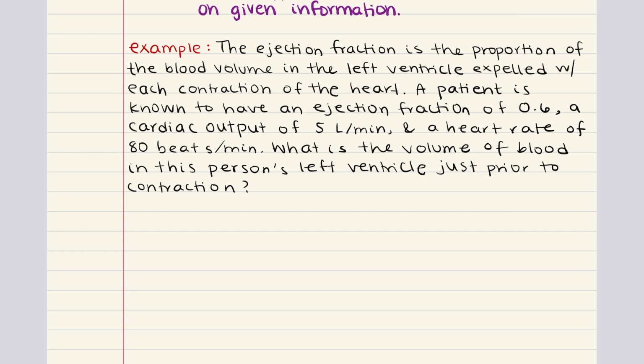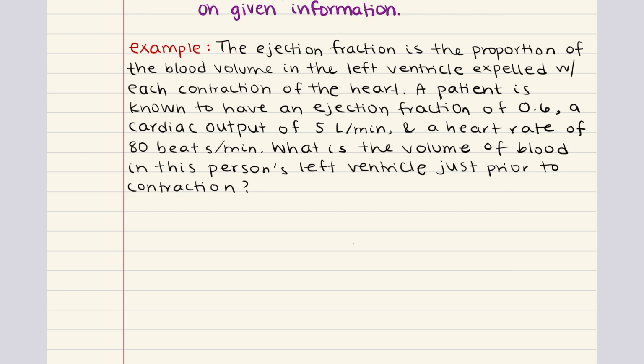A patient is known to have an ejection fraction of 0.6, a cardiac output of 5 liters per minute, and a heart rate of 80 beats per minute. What is the volume of blood in this person's left ventricle just prior to contraction?